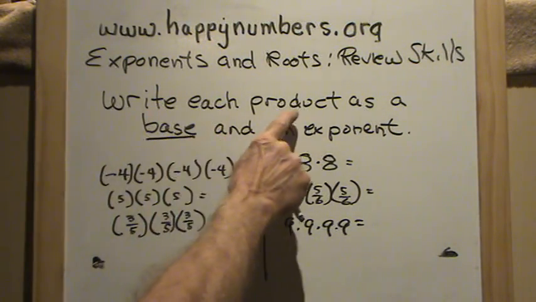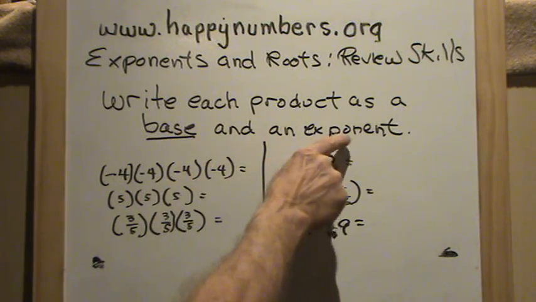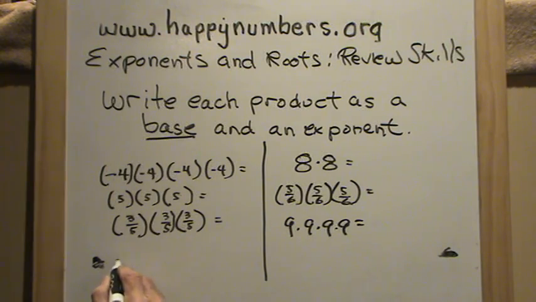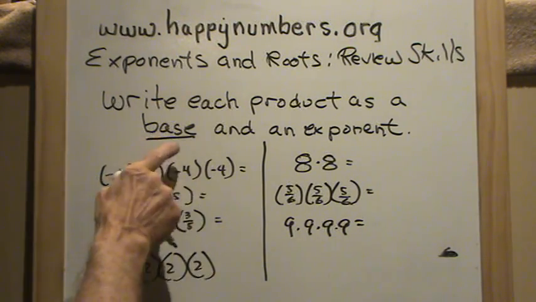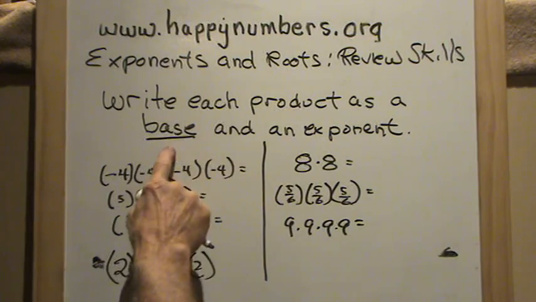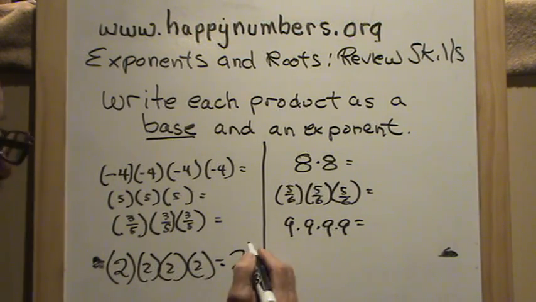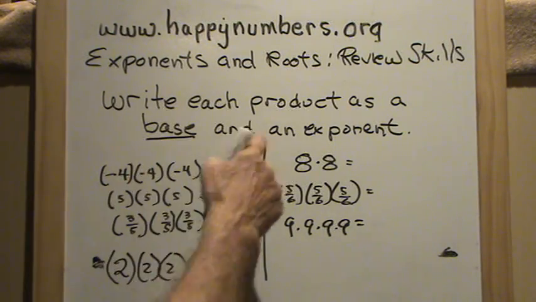you have to write each product, the answer to a multiplication problem, as a base and an exponent. Now here I don't want you to figure the answers to the problem. Let me give you an example. Suppose I had 2 times 2 times 2 times 2, and I wanted to write this as a product, as a base and an exponent. Well, the base number is 2, and I have 1, 2, 3, 4, 2 to the fourth power. So that's how I would write it, as a base and an exponent.